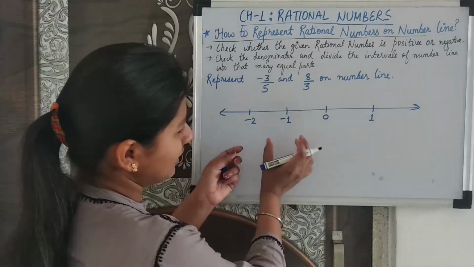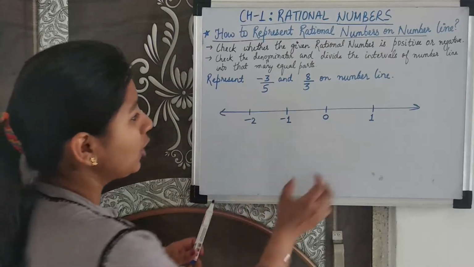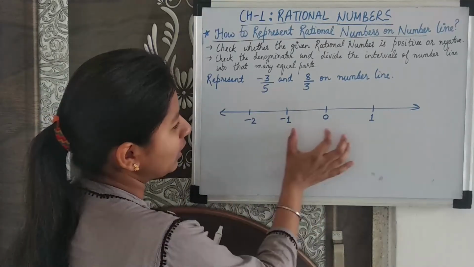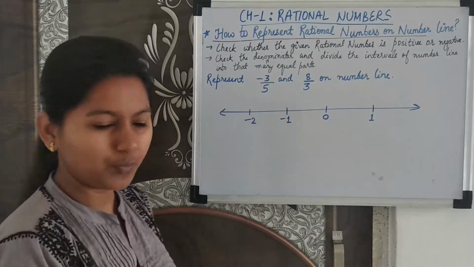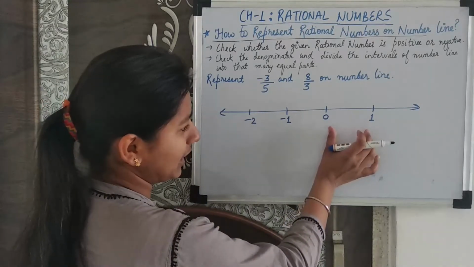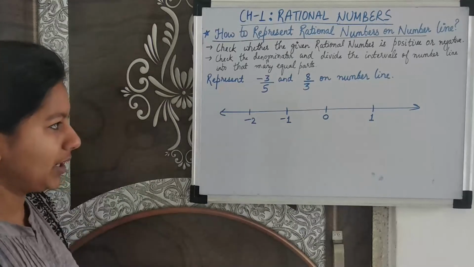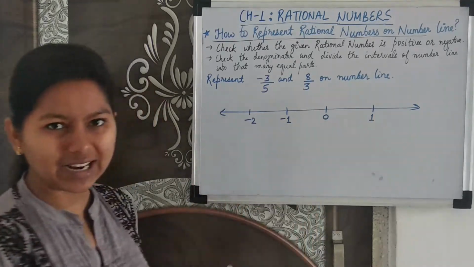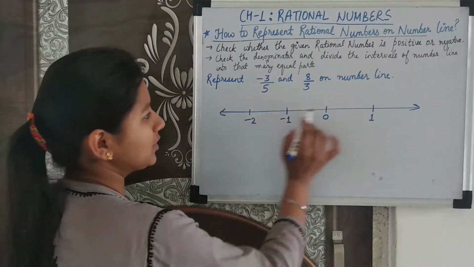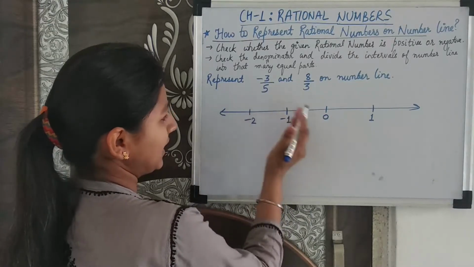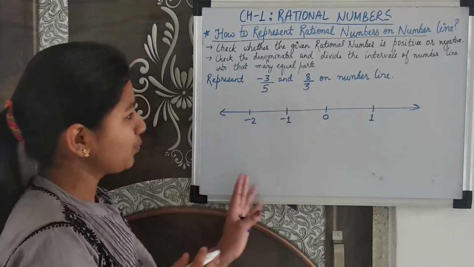So you can see that in a number line it's very important to have equal distance between each number. I have tried to make it equal distance between 0 and 1, then 0 and -1, then -1 and -2. This is my standard number line, and this is the first step. Then negative means it has to be represented on this side.